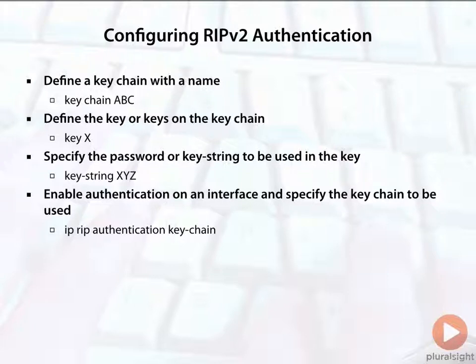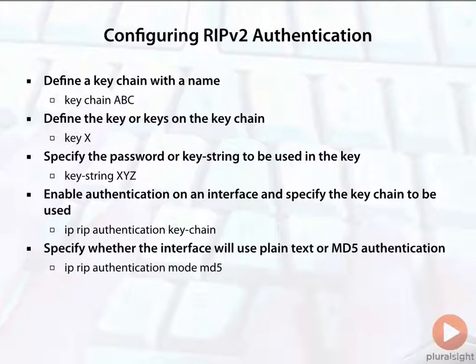Now, as I mentioned, we don't necessarily want to do plain text authentication because it's not the best way to do things. So we are going to want to enable MD5 authentication. And the way that we do that is with the RIP authentication mode command. And we're going to make sure that we specify in here that the mode is MD5. So this will do that 128-bit hash. That's what Message Digest 5 does on that key that we've got on our keychain. It'll send the hash, and on the other side, they'll have to recreate the hash and compare the two.